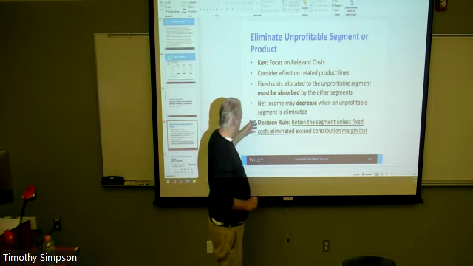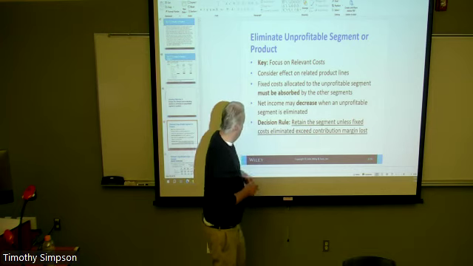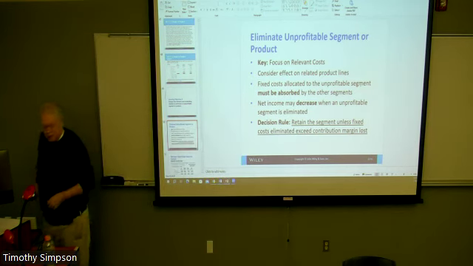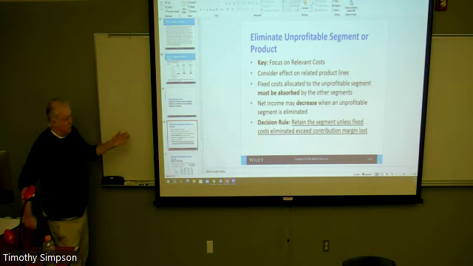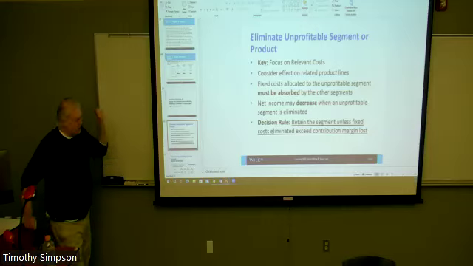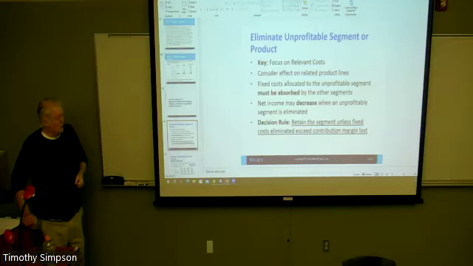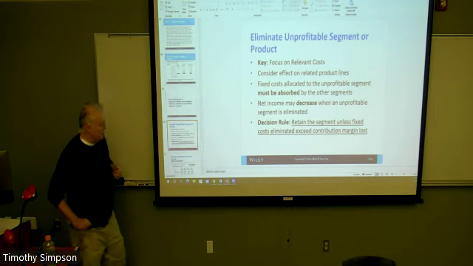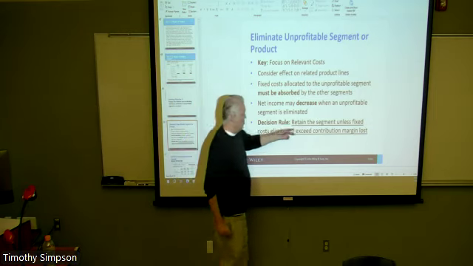And so the decision rule, by the way, I can't recall if your text really gets into this or not, but rules-based decision-making is this idea that we set parameters for what we do, and if the equation makes sense, we do it. If it doesn't make sense, we don't do it. Decision rules are very quantitative in nature. There are a lot of critics of rule-based decision-making, and it goes all the way across the business world. But in this case, we're going to set a rule: keep the segment unless the fixed costs that we eliminate exceed the contribution margin lost.